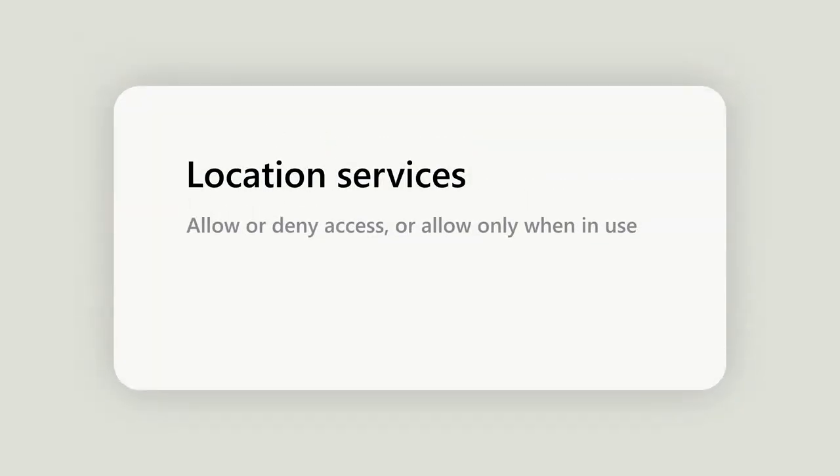When it comes to privacy settings, there are certain key areas that users should pay attention to. These play a vital role in protecting data. For example, there are location services. These determine whether applications can access your device's location information. Users can choose to allow location access for specific apps, deny access altogether, or allow access only when the app is in use for more precise control.